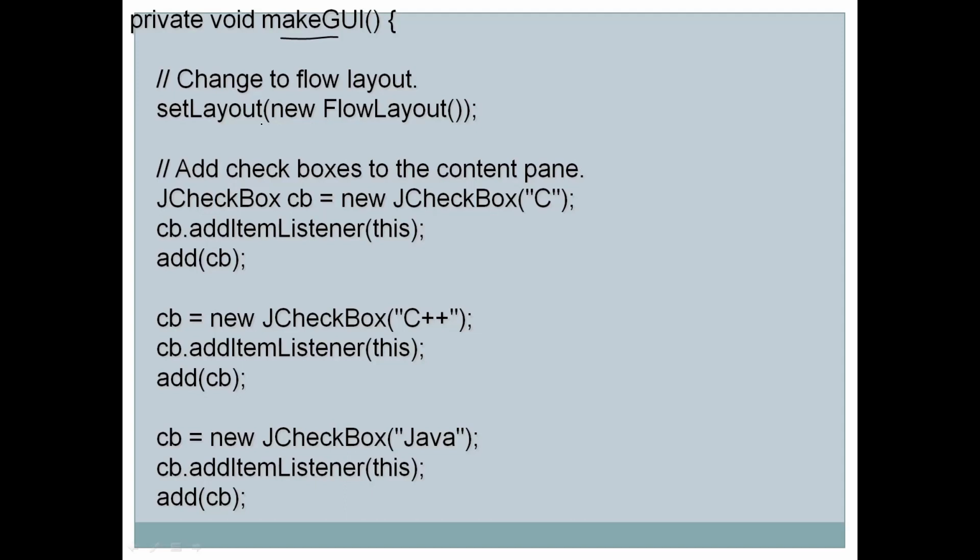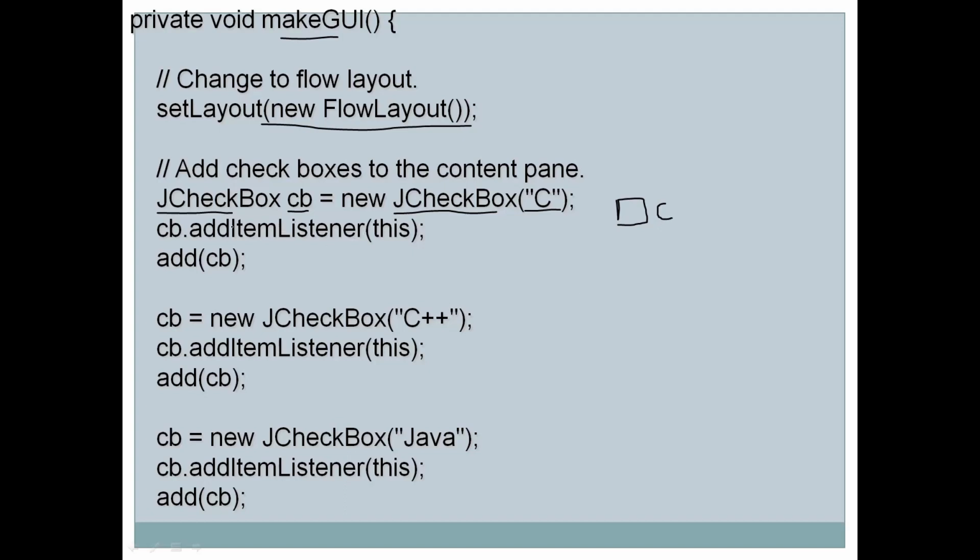In this, as in other makeGUI functions, first we are setting the layout to FlowLayout. Here we are creating checkboxes. Now see how a checkbox is created. JCheckBox cb is equal to new JCheckBox, and the string here is C. So we are creating a JCheckBox which will create a checkbox like this, and the checkbox has a label on it, and that is C.